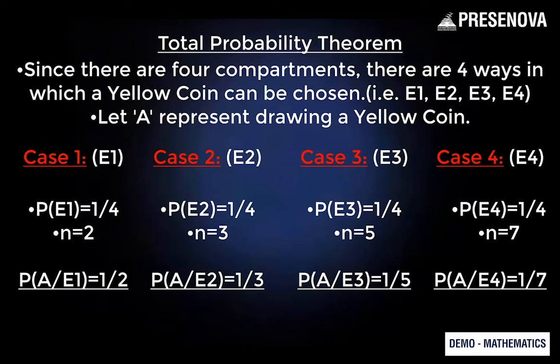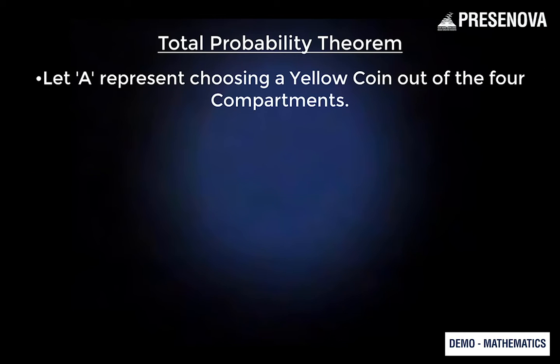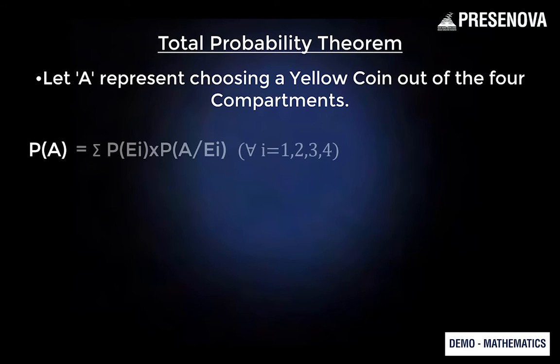The question has asked us to find the probability of choosing a yellow coin from the entire shelf. We must combine the answers of all our cases to find the same. Let A represent choosing a yellow coin. Probability of choosing a yellow coin from the entire shelf will be given by P of A. P of A is equal to the summation of the product of probability of choosing the compartment and the probability of choosing a yellow coin in the compartment.